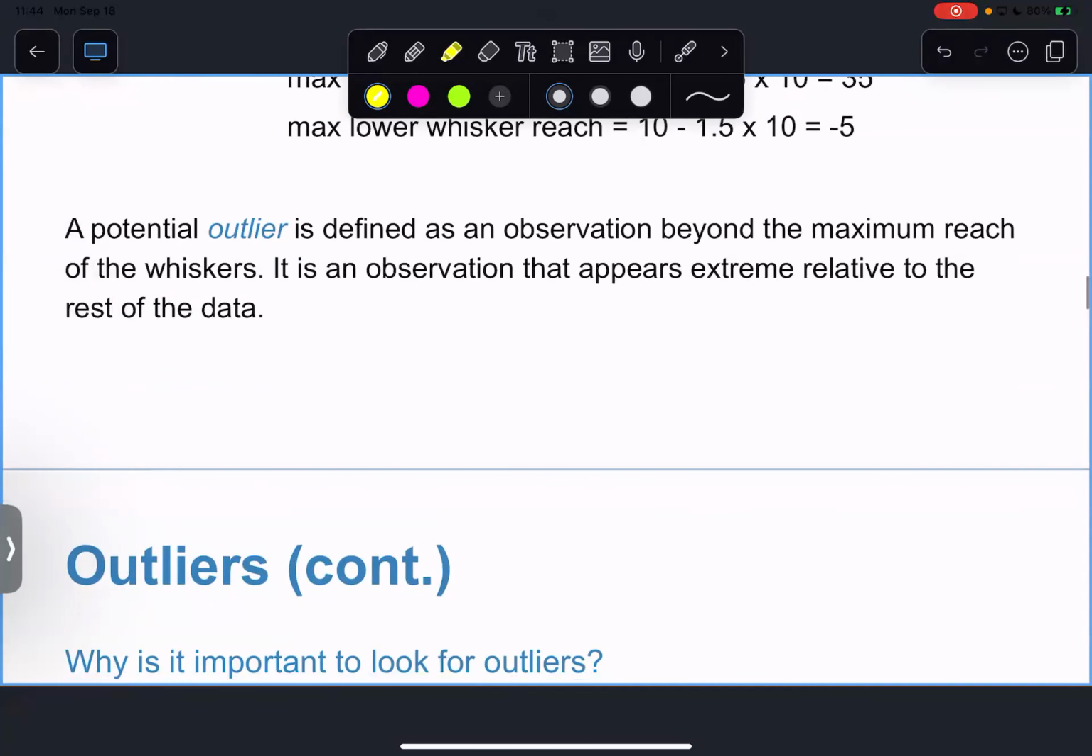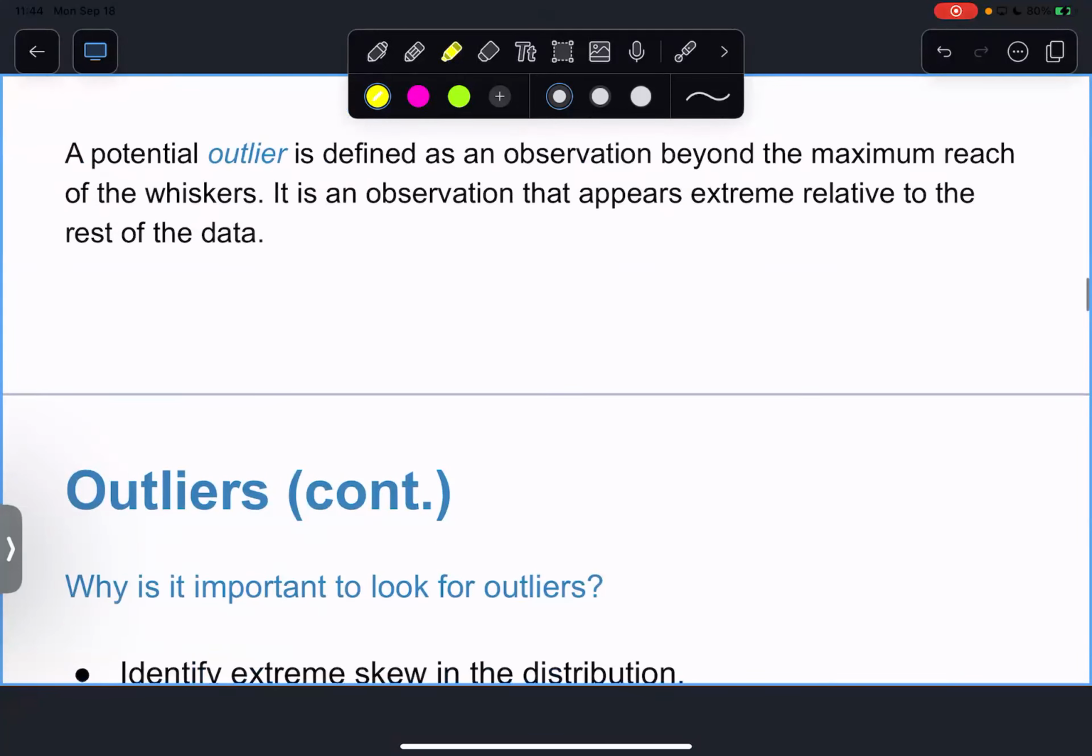I should make t-shirts. Let the box plot be your guide. Someone write that down. No, don't do that. Well, you can. It's pretty funny.